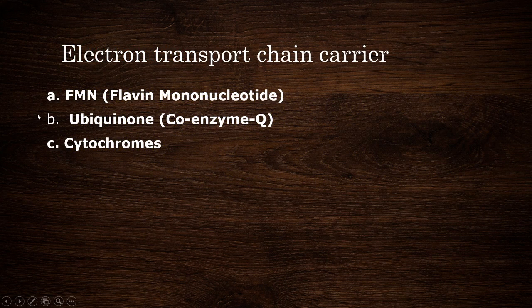So in the electron transport chain, there are some carriers. One is FMN, that is flavin mononucleotide, another is ubiquinone, also known as coenzyme Q, and another is the cytochromes.